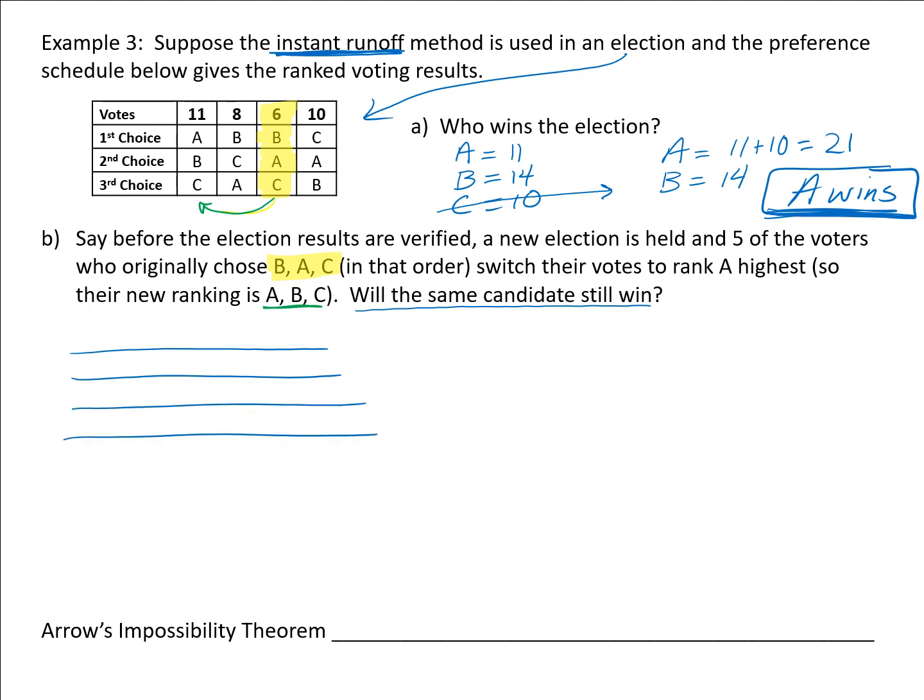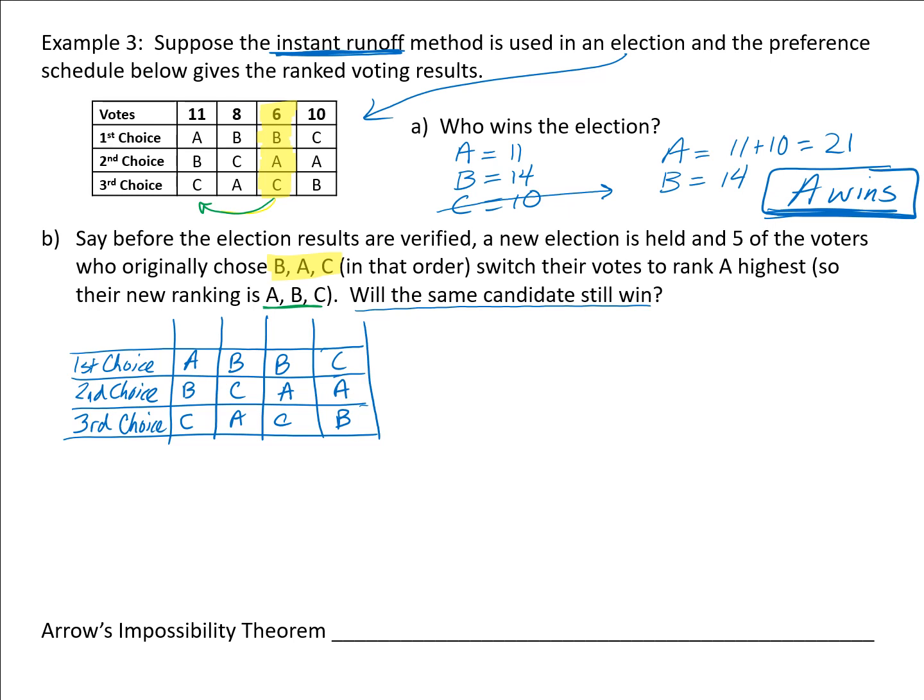So I still have first choice, second choice, third choice here. And I still have the first group of people ranking A, B, C. We have the second group of people ranking B, C, A. We have the third group of people B, A, C. And we had our fourth group of people who ranked C, A, B.